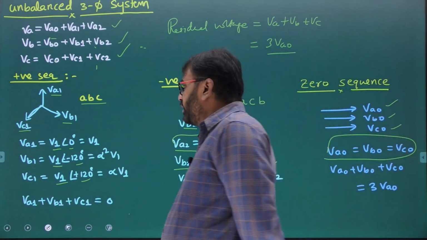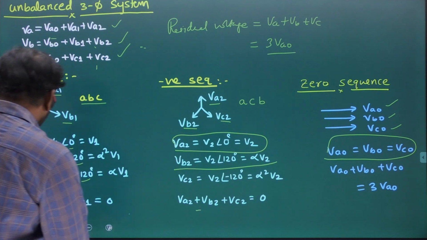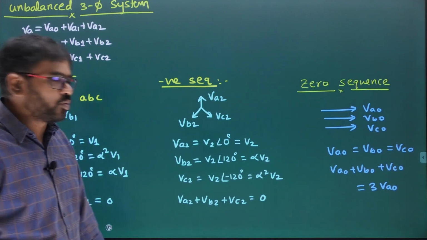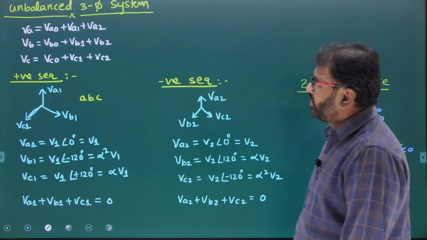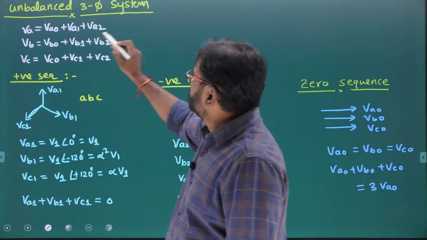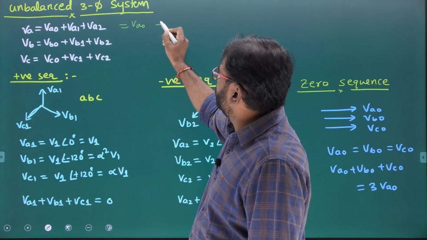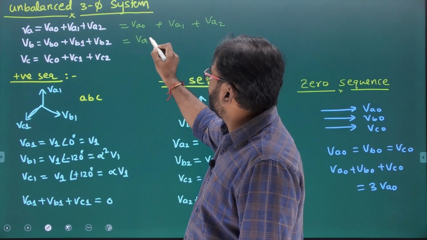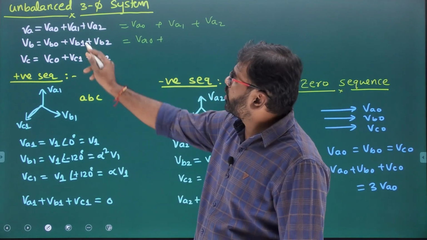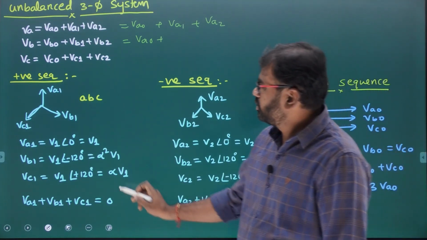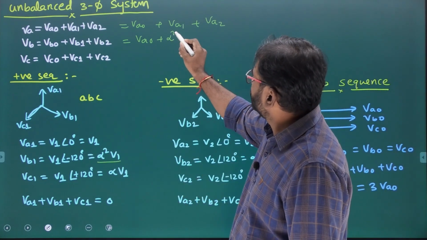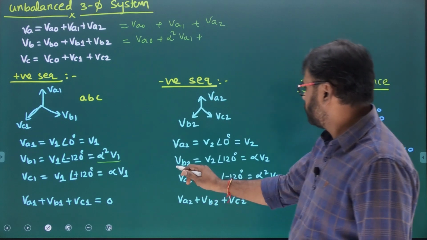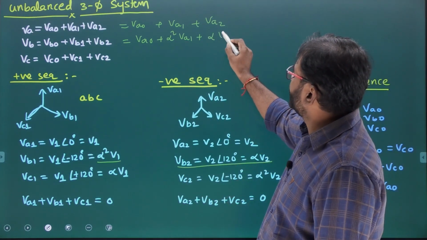Okay. So the next important thing is, we can write the relation between the sequence components and what? Unbalanced phasors. The unbalanced phasors are VA, VB, VC. So we can write VA0 plus VA1 plus VA2, that is as it is. But what about VB? It can be written as VA0 plus, what about VB1? VB1 equal to what? Alpha square VA1. What about VB2? VB2 is nothing but alpha times VA2.